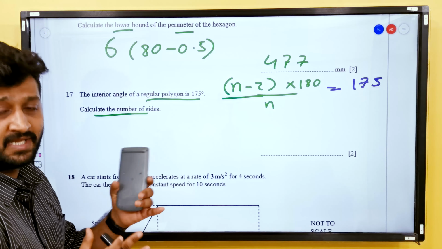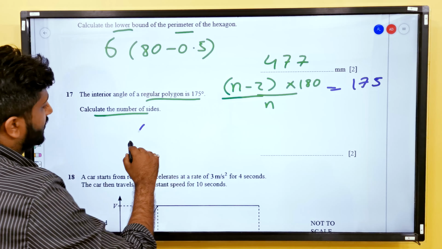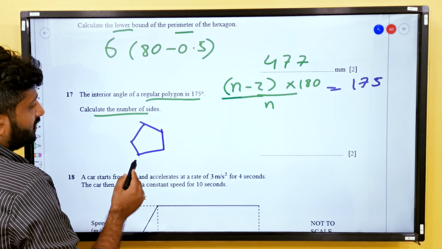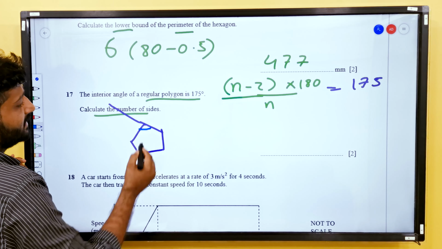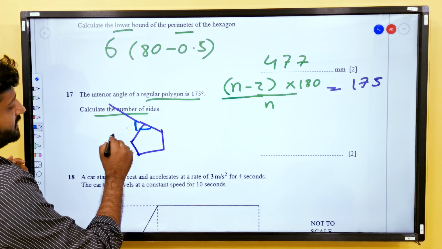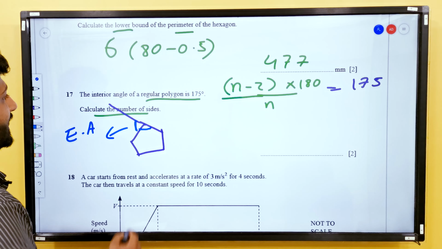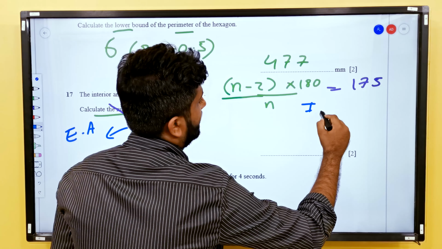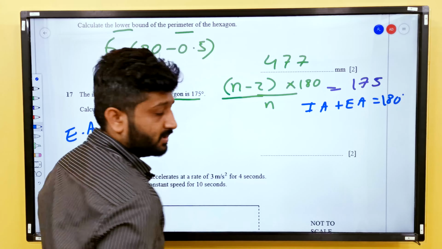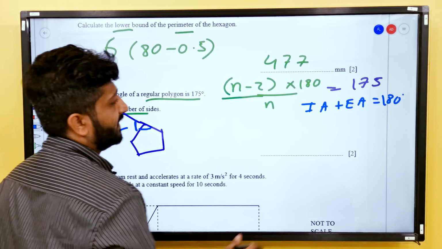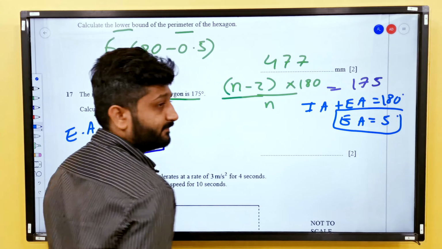But I have another way to solve this. Let's say this is my polygon. Now if I extend this line, this angle is my interior angle, whereas this angle is going to be my exterior angle. So as this forms a straight line, therefore I can say interior angle plus exterior angle adds up to 180. So if my interior angle is 175, then my exterior angle is going to be 5 degree.